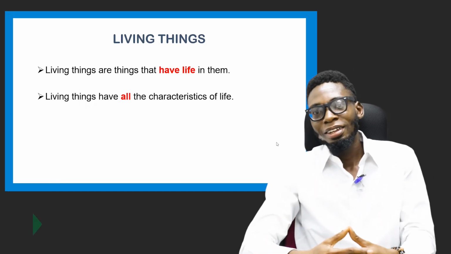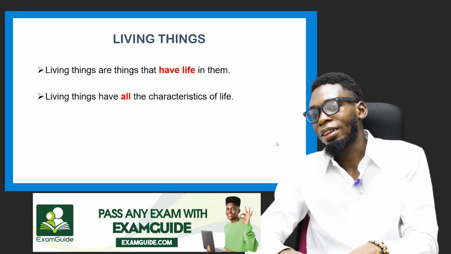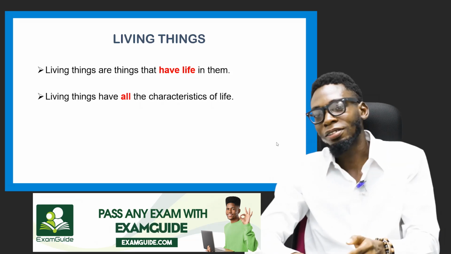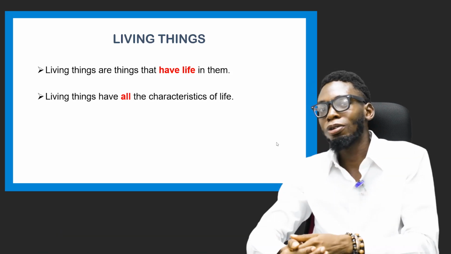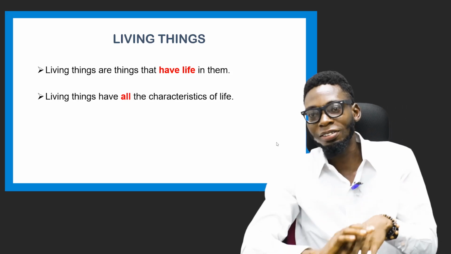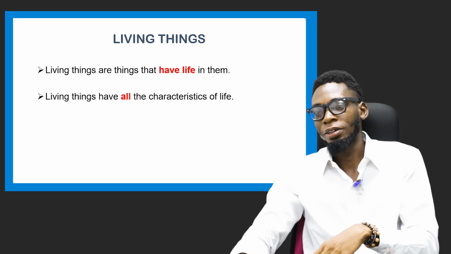What are living things? Living things are things that have life in them. For you to actually say something is living, it must have all the characteristics of life. If one characteristic is missing, that thing cannot be classified or said to be living.